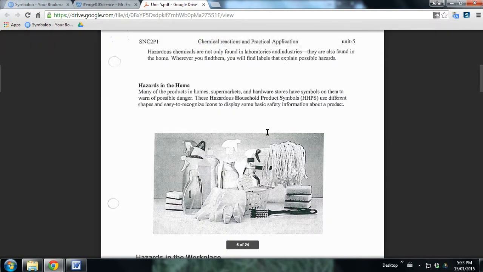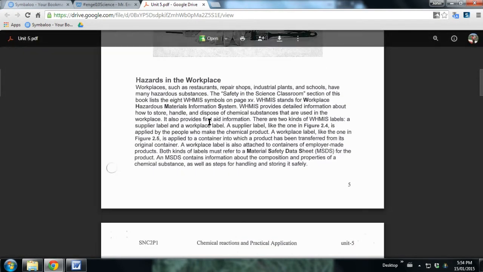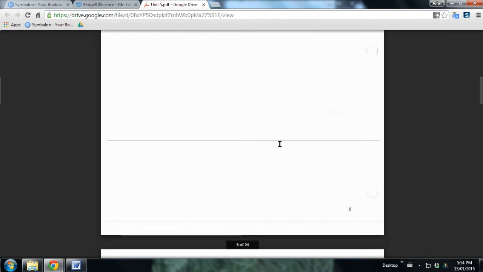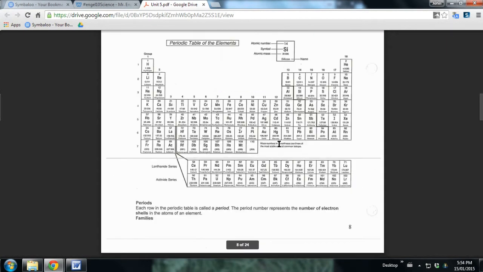It goes into a quick breakdown of hazards in the home. So chemical reactions are obviously dangerous, which leads us into a little bit of a practical discussion around WHMIS, which you learned in Unit 1. You need to know what a material safety data sheet is. And then it gets into the meat and potatoes of the unit.